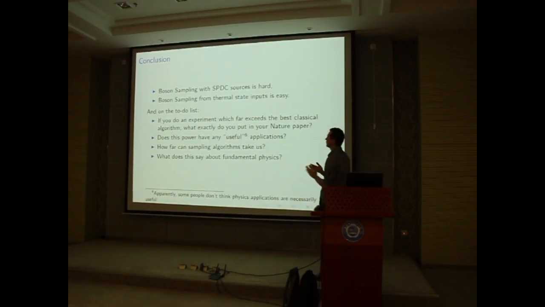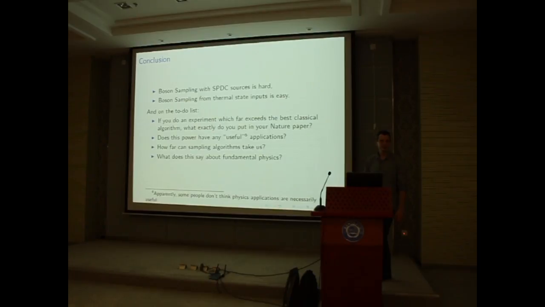What I showed you, our result, was that boson sampling with parametric down conversion sources is hard, but from thermal states is easy and has non-trivial computer science applications. One thing I'd like to put on the to-do list, and there's been a few good answers at this conference: let's say you do the experiment. You vastly exceed what a classical computer can do by some measure, and you're going to write a Nature paper. But you can't do a full verification of the output. What are you going to put in your paper? You get 50 photons into thousands of modes, you get the odd click here and there. Is that enough? Who knows?